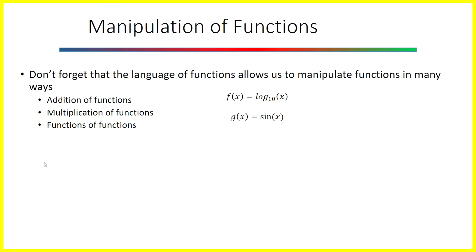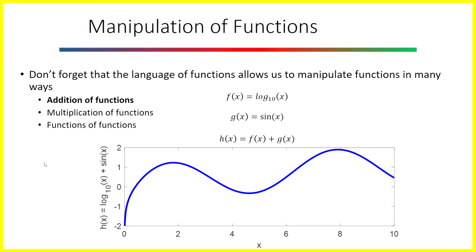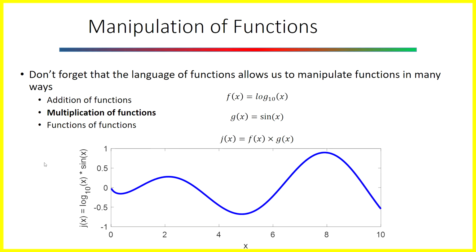If we want to, we can now define a third function, h of x equals f of x plus g of x. In this way, we are adding two functions together to create a third function. If we graph h of x, we'll now find something that is the additive of a logarithmic and a sinusoidal function. Instead of adding the two functions, we could multiply them by each other to create a new function, j of x. If we graph j of x, we find a wave function that grows in amplitude over time.